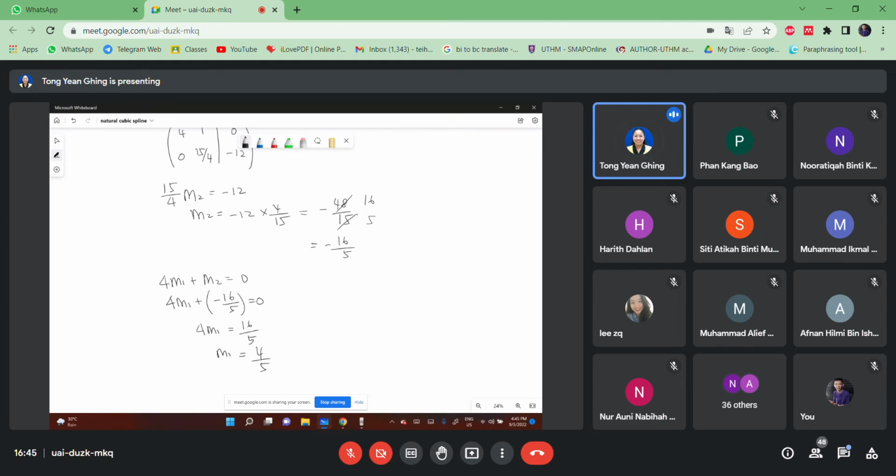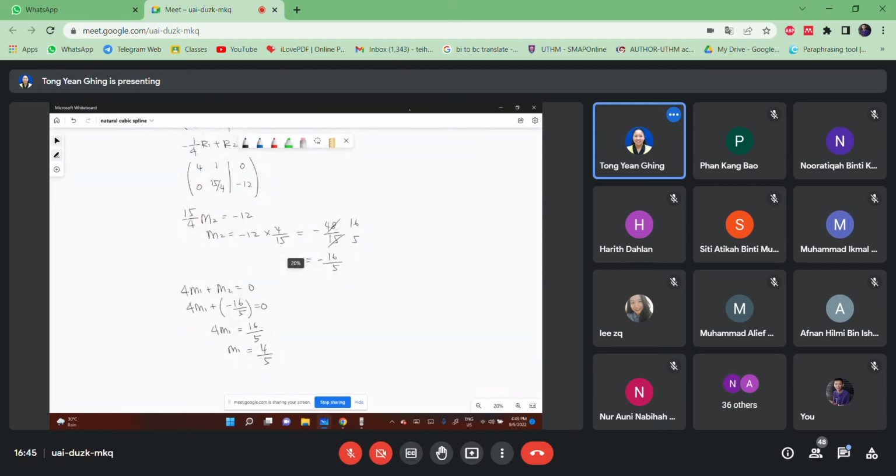So now we can continue to construct the cubic spline. So far okay or not? Everyone okay? Iqbal? Okay or not? Muhammad Iqbal? Iqmal, sorry. Okay.